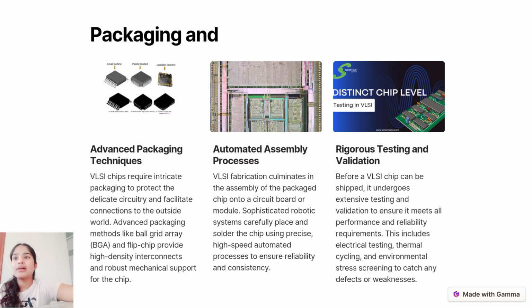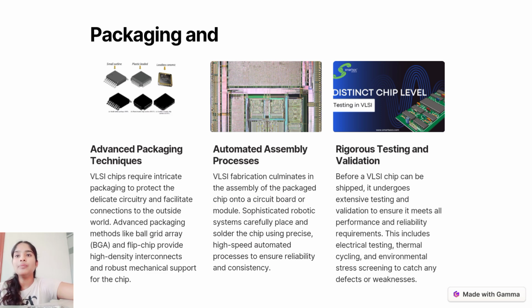Next we have packaging and assembly. Advanced packaging techniques. VLSI chips require integrated packaging to protect the delicate circuitry and facilitate connections to the outside world. Advanced packaging methods like ball grid array, BGA, and flip chip provide high density interconnects and robust mechanical support to the chip.